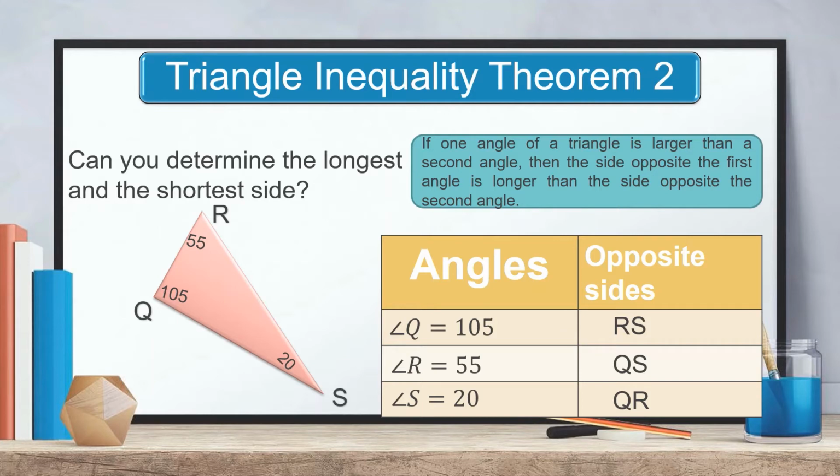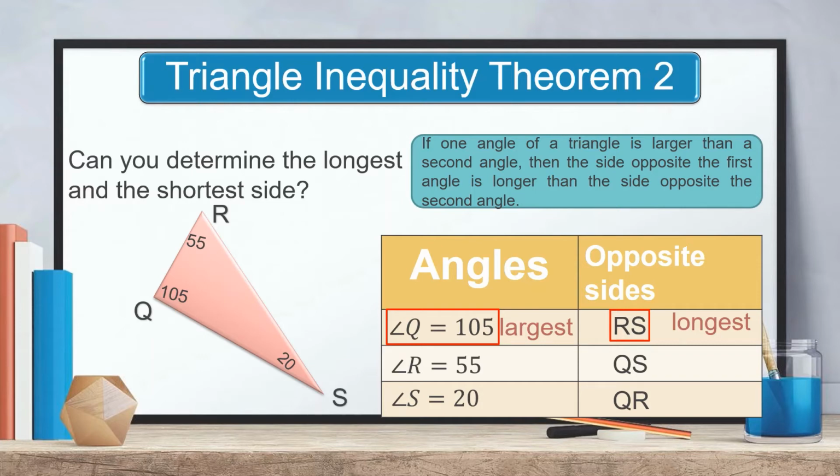Now, to identify the longest side, kailangan hanapin natin yung largest angle. So, ano ngayon yung largest angle natin? Correct. Angle Q is the largest angle. So, we can say that the longest side is side RS.